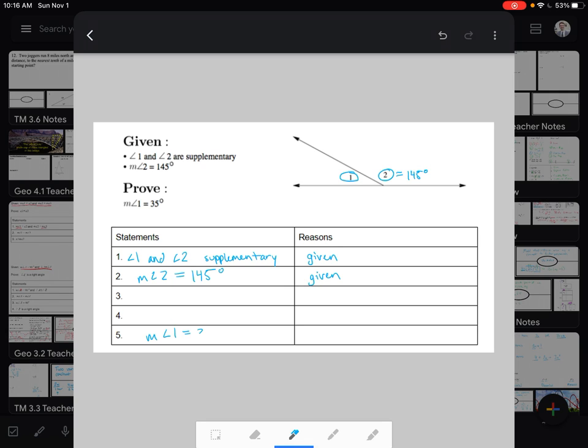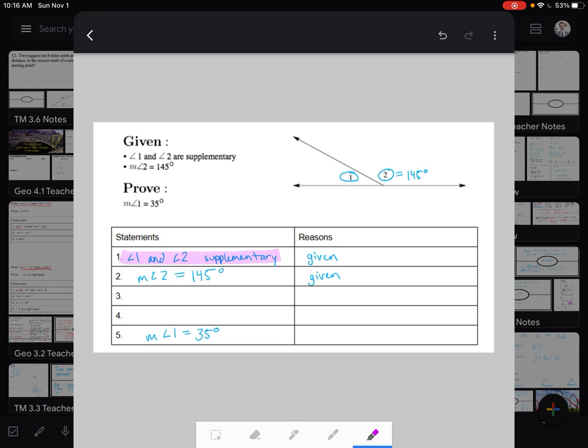Our goal is to get to our final statement, which is the measure of angle 1 equals 35 degrees. Now, we don't know that yet, but we're trying to logically prove step by step that angle 1 equals 35 degrees. So let's look at what we're given and see if there are any definitions that lend naturally to where we are.